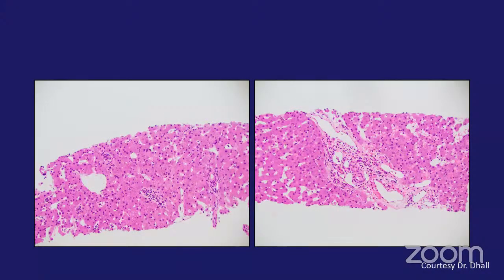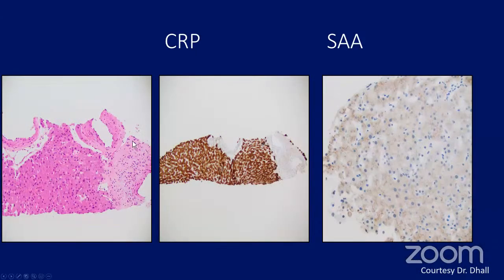This is another example of an inflammatory adenoma. Again, you see the dystrophic arteries and the inflammatory infiltrate. This case has a little less inflammatory infiltrate as compared to the prior example. And here you can see again the dystrophic arteries, and this is C-reactive protein, diffuse positive, and this is serum amyloid A. Serum amyloid A can sometimes be focal, so look at it carefully.